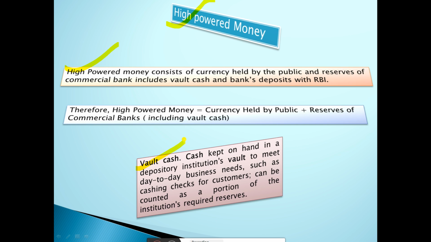Vault cash means whatever money is kept by the commercial bank with itself to give to customers when they come to the bank to withdraw their money. If money is not available, from where will they give it? So definitely they have to keep some cash as a reserve, that is called vault cash. So high powered money means, in a particular time, in a year, whatever currency is held by the public and whatever reserves the commercial banks hold, all this together comes under high powered money.